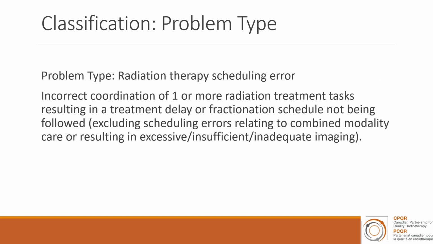Now the problem type. I said it's a radiation therapy scheduling error. It's the incorrect coordination of one or more radiation treatment tasks that resulted in a treatment delay or fractionation schedule not being followed, excluding scheduling errors related to combined modality or resulting in excessive, insufficient, or inadequate imaging. So really, this had to do with the RADONC scheduling the peer review task, and it got scheduled to a RADONC who wasn't in the building. They were off on an emergency.